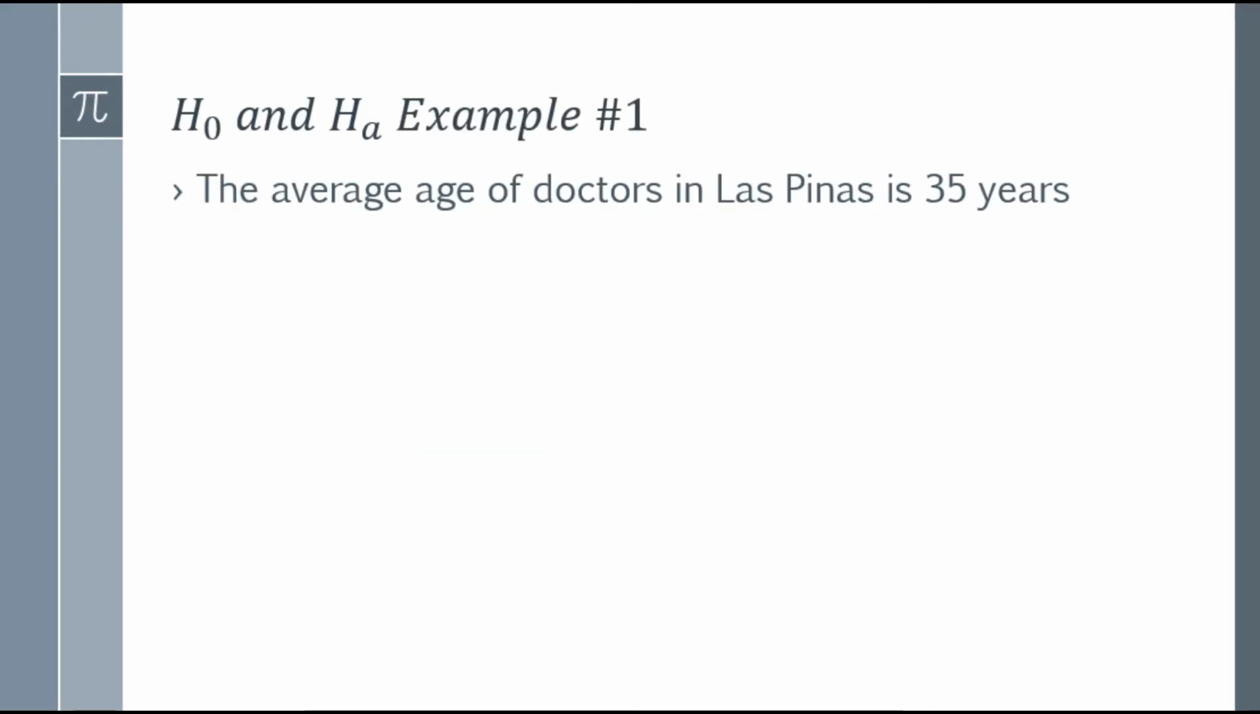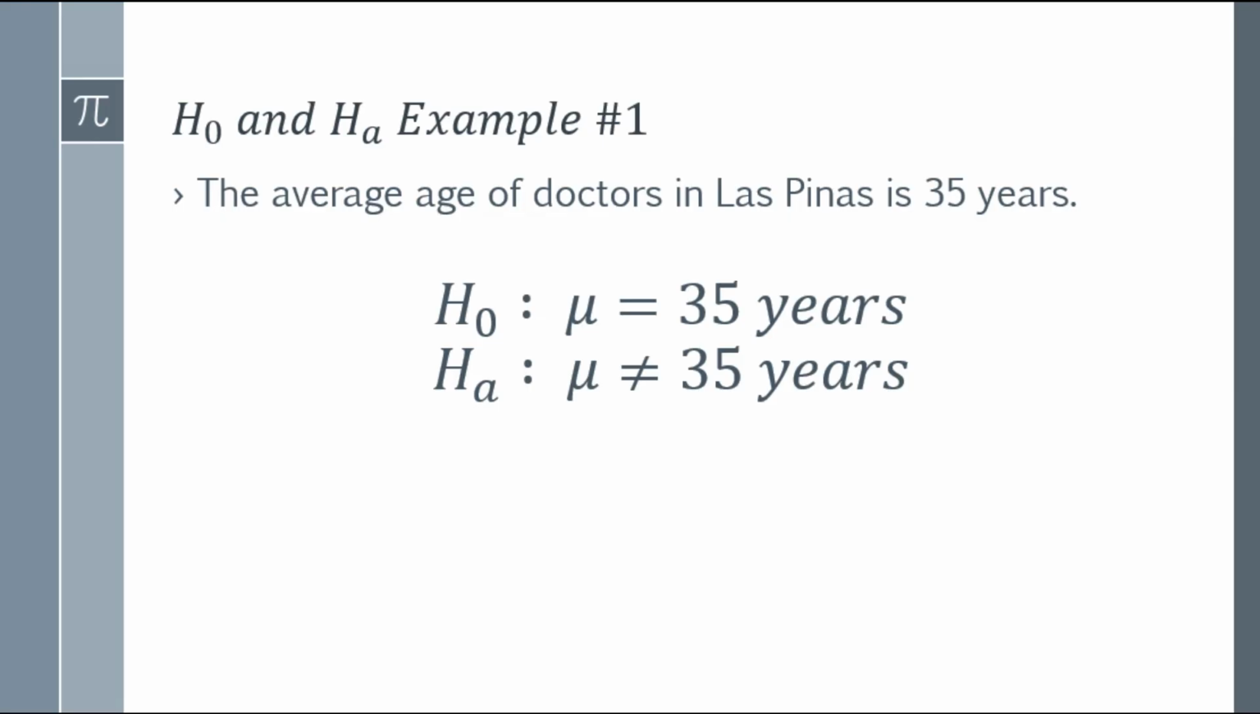Alright, so example number 1. The average age of doctors in Las Piñas is 35 years. So, ang H0 natin dito will be, okay, yung mu, or yung parang letter U na yan, that is the symbol for average, or yung mean. So, H0, mean is equal to 35 years, at ang HA natin daw ay mean is not equal to 35 years. So, kumukontra yung alternative hypothesis.